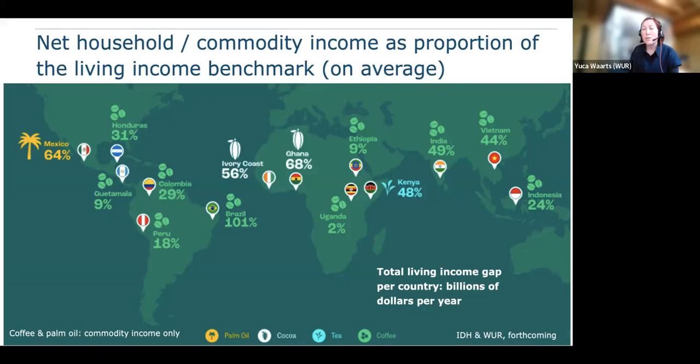The other angle, which is important to stress here, is that these are averages, and we see huge differences between households in supply chains. Even in Ghana and Cote d'Ivoire, in cocoa, there are households actually earning a living income, but the average living income gap, as Rita explained earlier, is $3,000 per year. So basically, families with a living income gap need to earn $3,000 per year more to earn a living income. This is quite a large increase. Per country, all the living income gaps add up to billions of dollars per year. And I think that's an important thing to realize, all of us. Next slide, please.